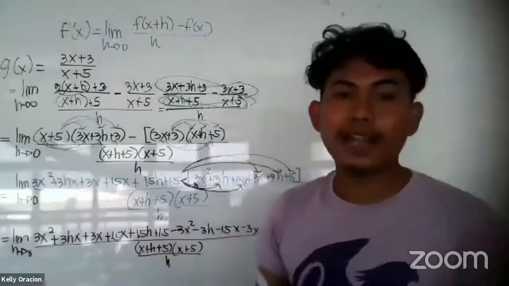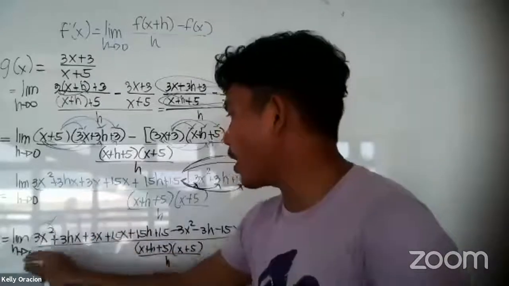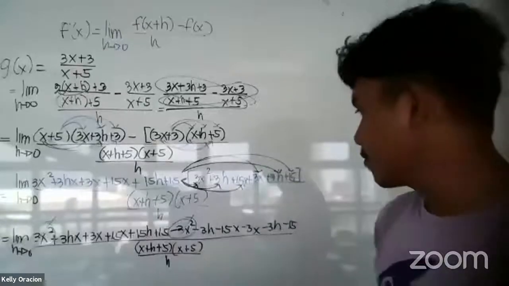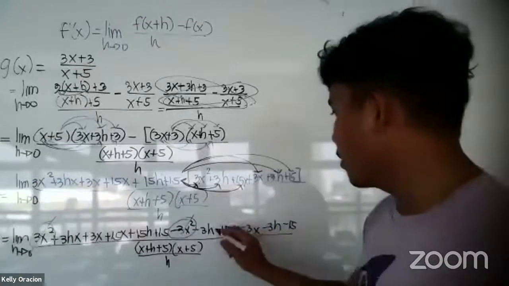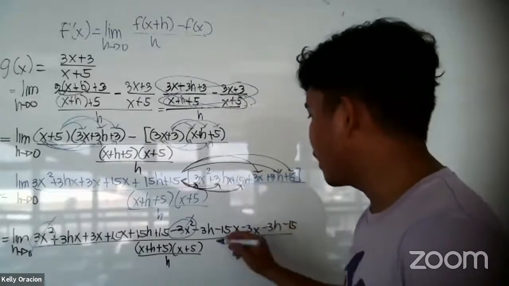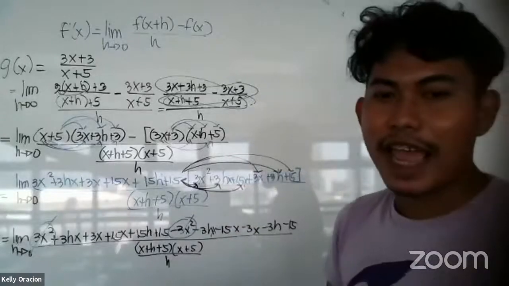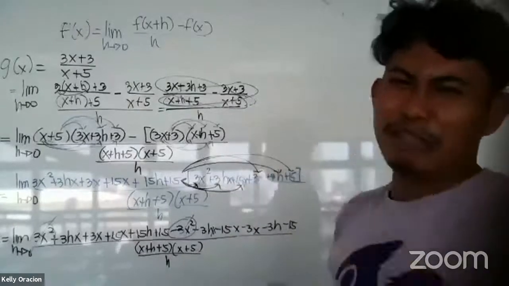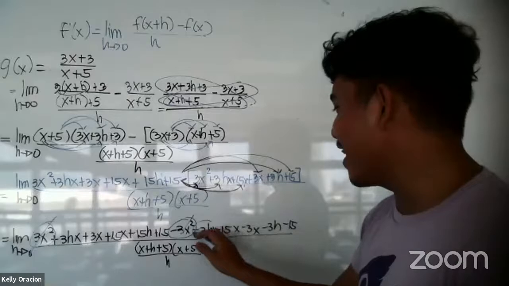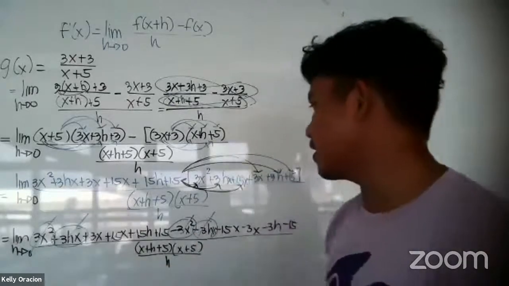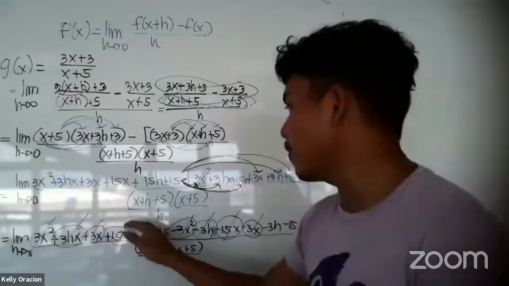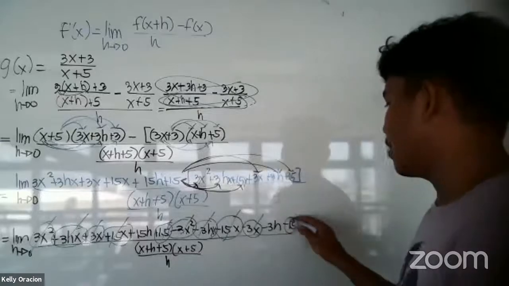Okay. So this time, mag-cancel-cancel na ta. The 3x squared at saka the negative 3x squared. Okay. Nakalimot ko butang of x. 3xh dito. Yan. Thank you. Nakalimot ko butang sa x. So, si negative 3hx of si positive 3hx, si 3x of si negative 3x, si negative 15x of si positive 15x, of si positive 15 and negative 15.